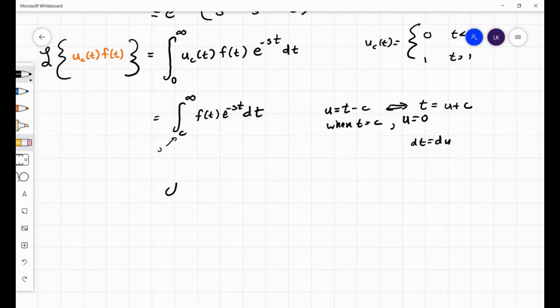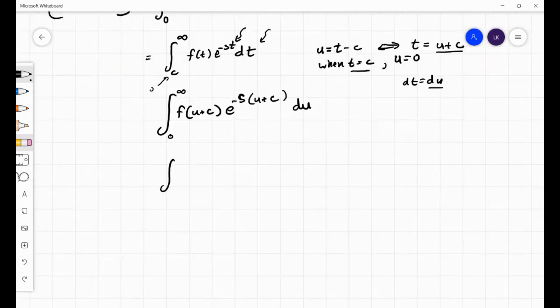So let's see what we get. f of t becomes f of u plus c. Likewise, t can be replaced in the exponential function with u plus c. And dt is now just du. And the bounds: when t equals c, u is 0. And when t goes to infinity, so does u. So the upper bound is still infinity.